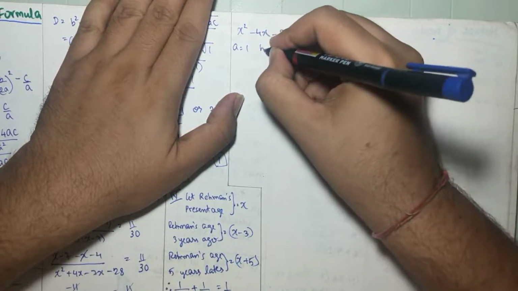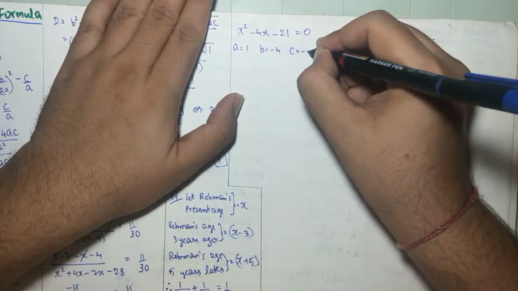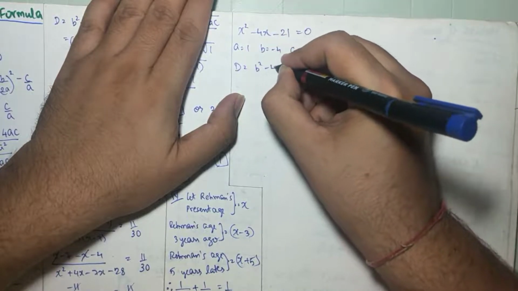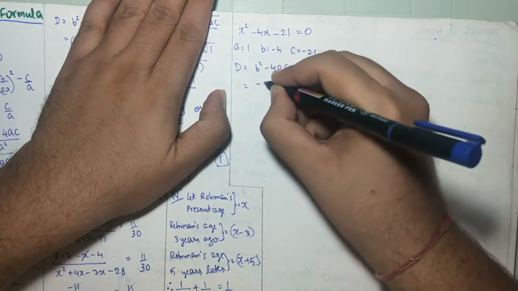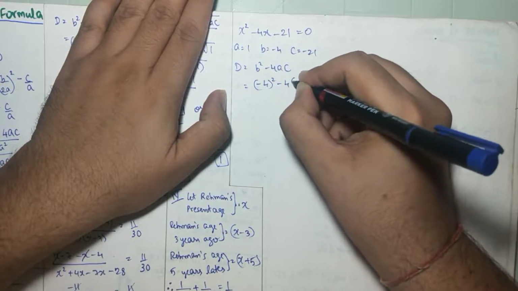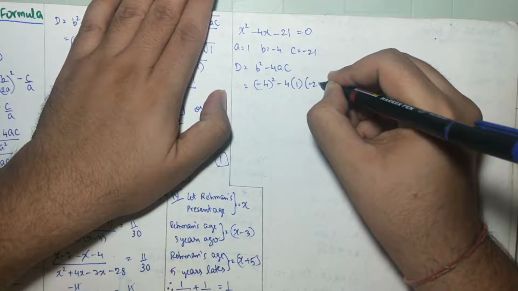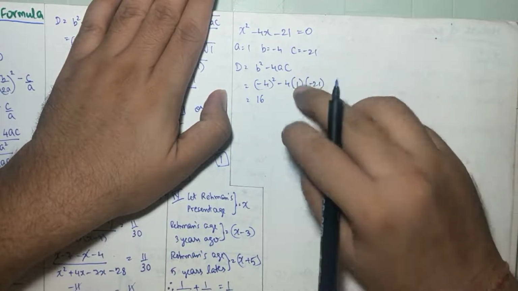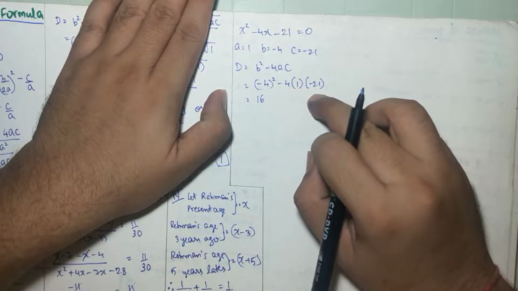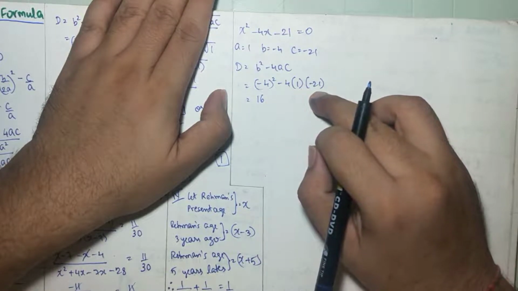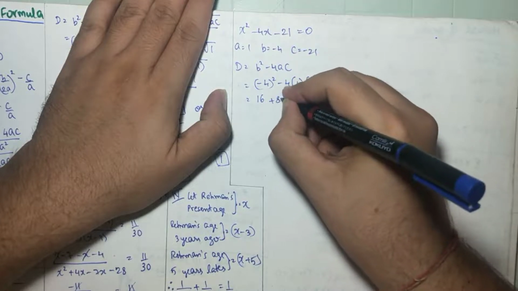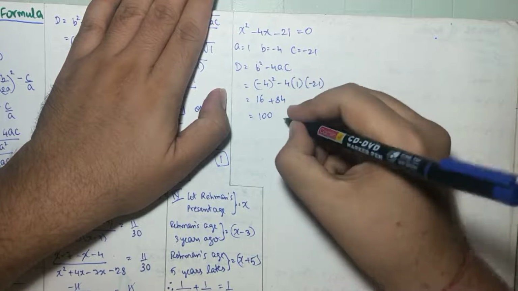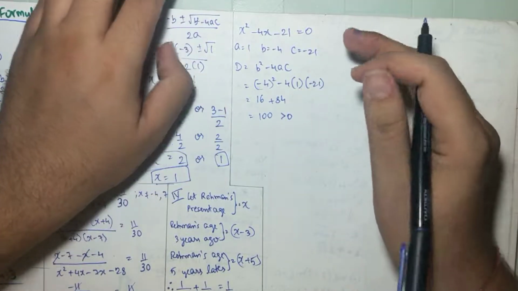A is 1, B is minus 4, C is minus 21. So let us find discriminant, that is b square minus 4ac. B square, that is minus 4 square, minus 4 into 1 into minus 21. Minus 4 square is 16. This 4 into 1 is 4 into minus 21, that is 84. Minus minus plus, so plus 84. If you add them, it will be 100. It is greater than 0, so roots are possible.